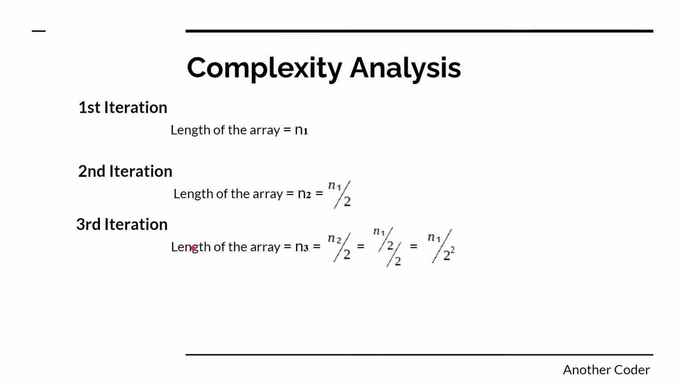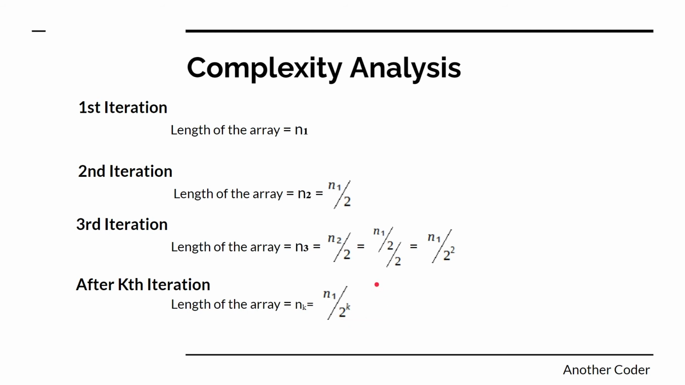Now at the third iteration or after the second iteration, we get length of the array equal to n3, which is equal to n2 by 2, which in turn is equal to n1 by 2 divided by 2. So at the third iteration, the number of elements n3 is equal to n1 by 2 squared. If you want to form a general case, then after the kth iteration, the length of the array would be equal to n1 by 2 raised to the power k.